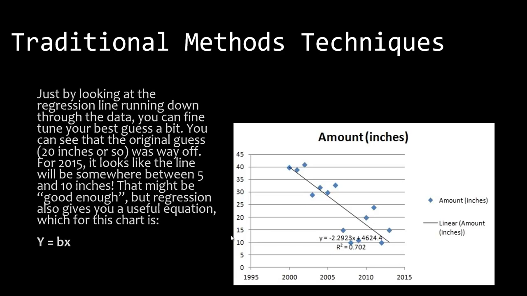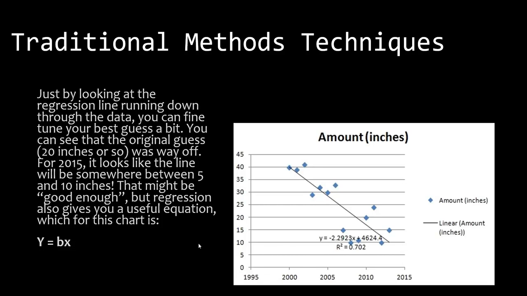All right. Just by looking at the regression line running down through the data, you can tune your best guess a bit. Again, best guess. You can see that the original guess, 20 inches or so, was probably way off. For 2015, it looks like the line will be somewhere between 5 and 10 inches. So if we actually continued on with this line, if I can find my cursor, and cut down here, if that line keeps going, we'd probably be right around that 5 and 10 inch mark right there for 2015. Because we plotted all of these, this is where it came up to, okay?